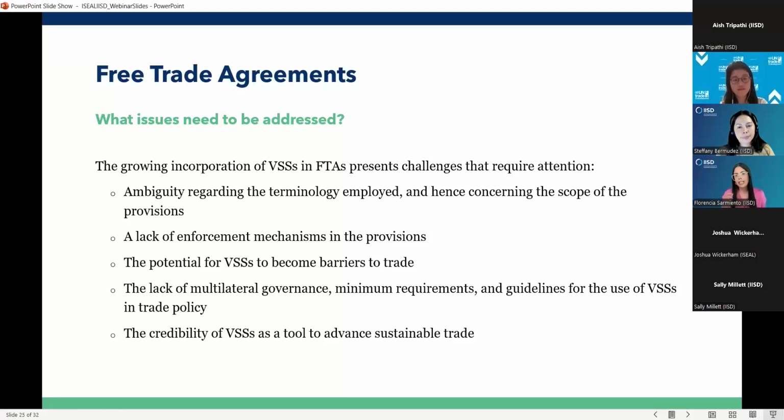And this is linked with the last issue that we have identified, which is credibility. The fact that we see references of VSS in trade policy in FTAs does not automatically ensure their credibility or effectiveness in advancing sustainable outcomes. VSS are all different, and some tools, such as the ISEAL Credibility Principles that were mentioned by Joshua in the beginning, or the ISO 14000 family of standards, could be used for these purposes.